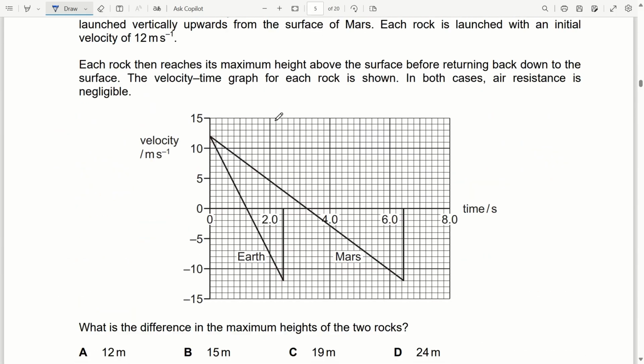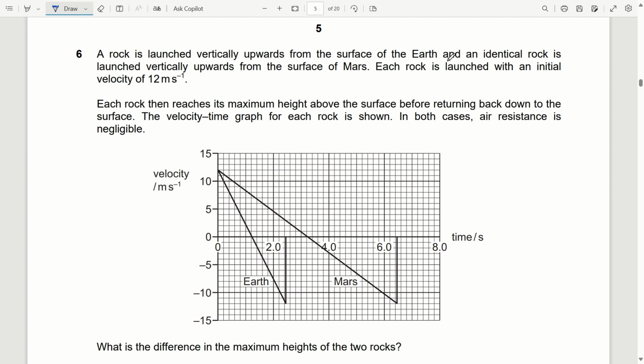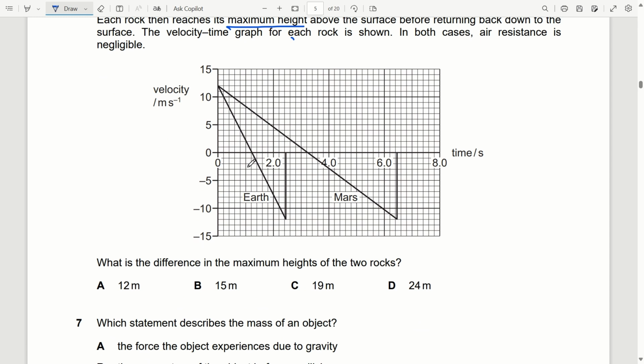Question number 6. A rock is launched vertically upward from the surface of the earth, and an identical rock is launched vertically upward from the surface of Mars. Each rock is launched with an initial velocity of 12 meter per second. Each rock reaches its maximum height. Now at maximum height we know that speed will become 0, and in the velocity time graph, at this point speed is 0 for the first rock, for earth. At this point it is 0. This means this is the maximum height.